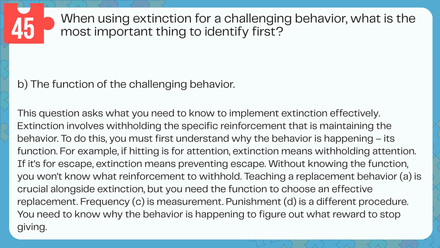For example, if hitting is for attention, extinction means withholding attention. If it's for escape, extinction means preventing escape. Without knowing the function, you won't know what reinforcement to withhold. Teaching a replacement behavior, A, is crucial alongside extinction, but you need the function to choose an effective replacement. Frequency, C, is measurement. Punishment, D, is a different procedure. You need to know why the behavior is happening to figure out what reward to stop giving.